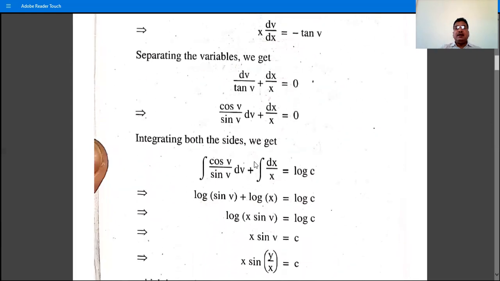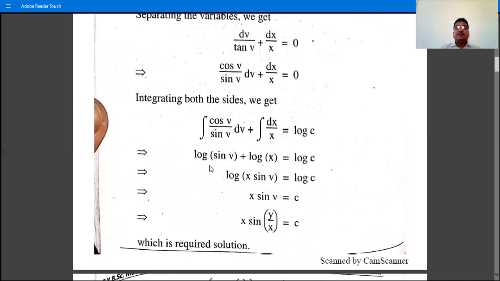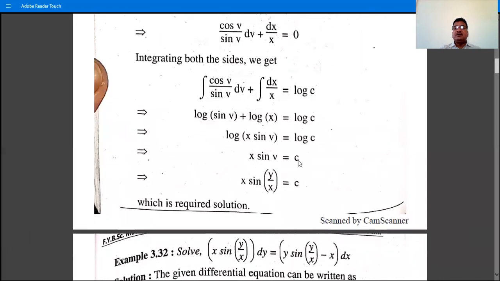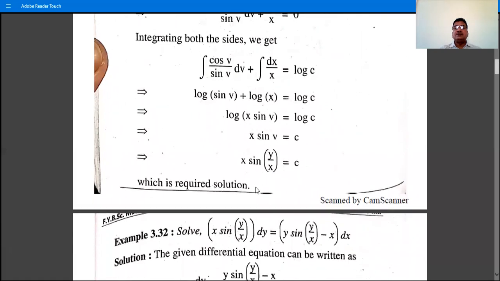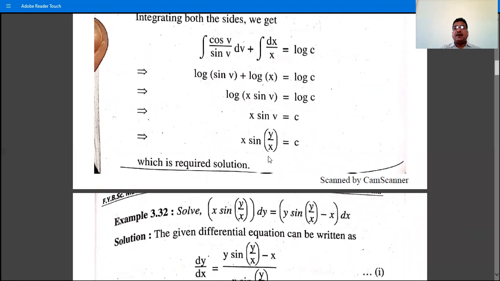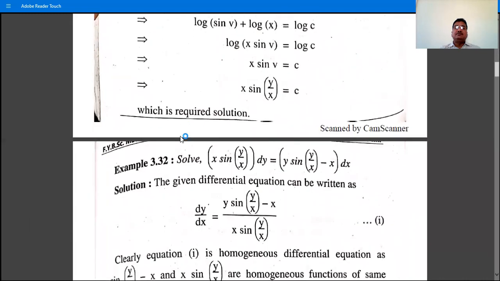Then integrating both sides after separating the variables, we have integration of cos v by sin v dv plus integration of dx by x is equal to log c, where this log c is the constant of integration. Then integration of cos v by sin v, that is cot v, is log sin v, plus integration of 1 by x is log x, is equal to log c. Then log a plus log b is log a into b, so x into sin v is equal to log c. So x sin v is equal to c after cancelling log on both sides, and then substitute v as y by x, x sin y by x is equal to constant, and this is the general solution of the given differential equation.